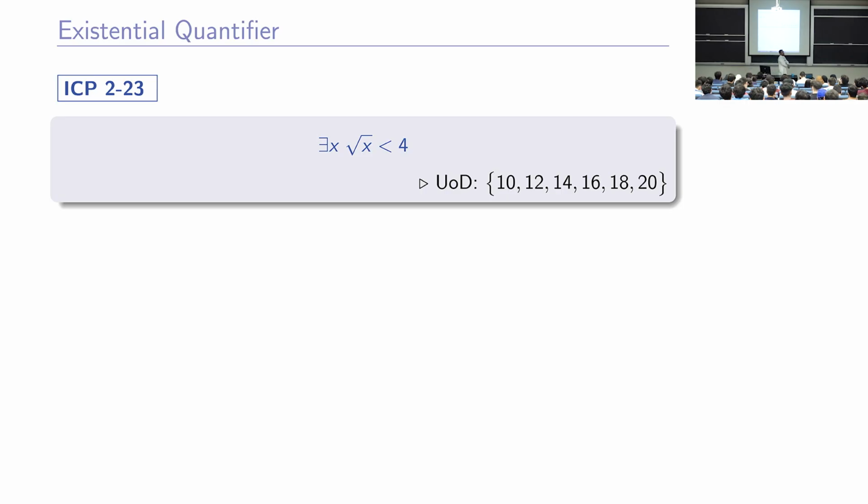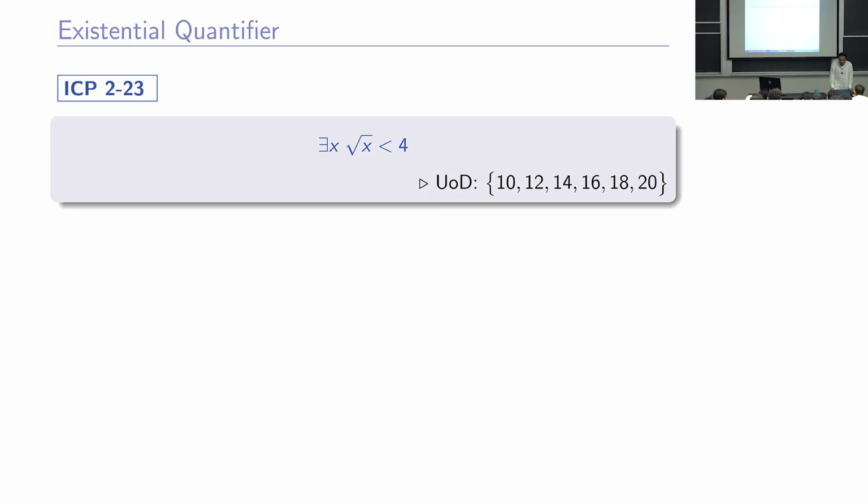Okay, there exists an x such that square root of x is less than 4. The universe of discourse is these six numbers. The purpose of this example is just to make you understand what is actually meant by there exists x. What does this say? Can somebody translate this statement quickly?